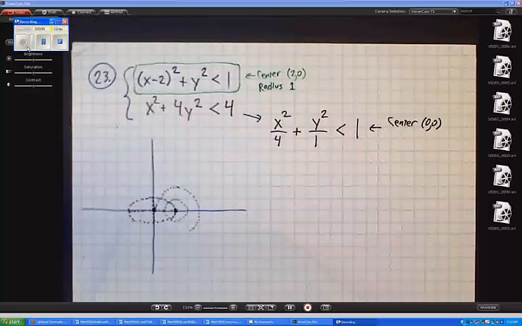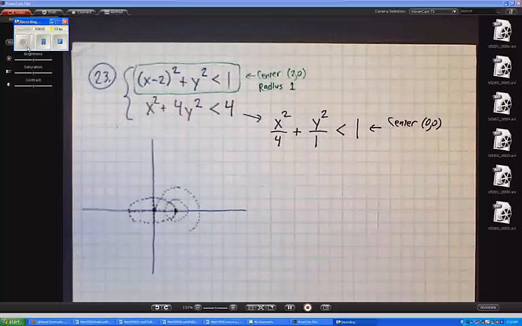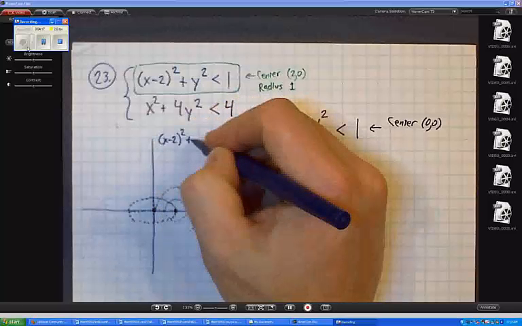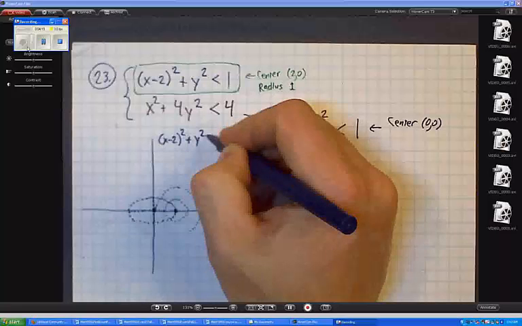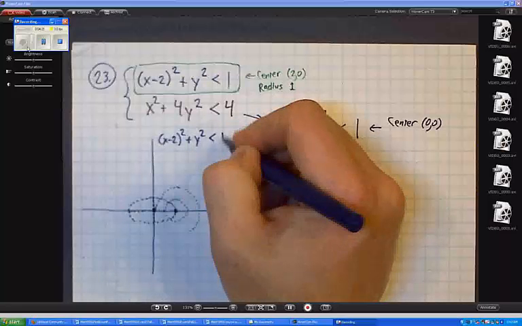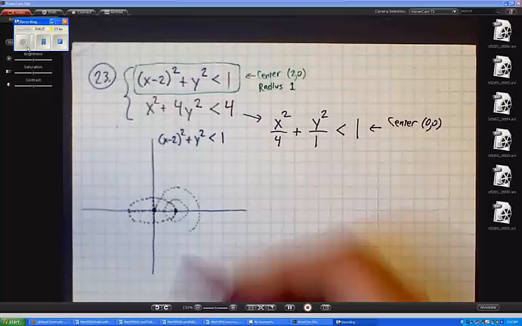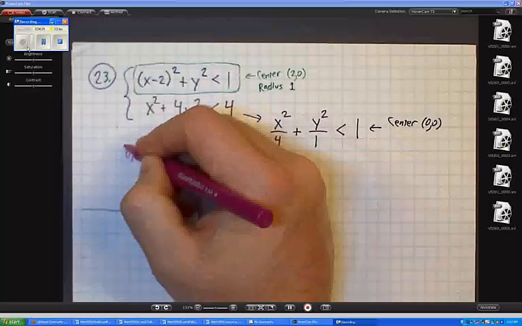Are you with me? Okay. So again, you have to ignore the bigger green circle. Now, I'm trying to find the solution set. Okay, so let me take the circle first of all. We have x minus 2 squared plus y squared is less than 1. Can I use 0, 0 as a test point? I guess I can. Remember, it's not this one. It's this one right here.